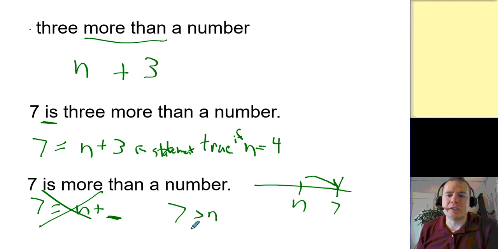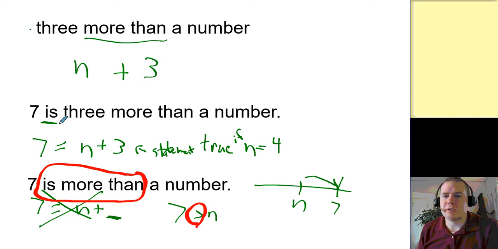So there's my inequality symbol. 7 is more than that number. And we'll get to inequalities and solving complicated inequalities later this semester. But it's important that we understand the syntax of how we translate into English. Is more than altogether is kind of like our verb. That's this statement here. Is, not is more than, but just plain is, there's our equal sign. 3 more than a number, there's our expression.